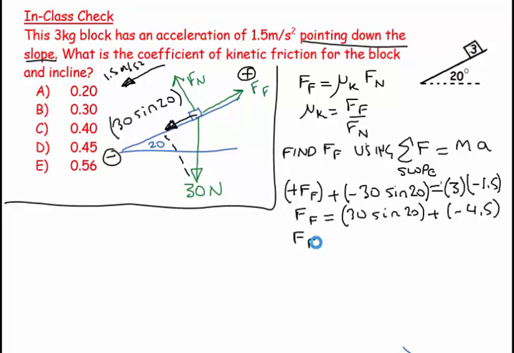So Ff is equal to, going to my calculator, 30 sine 20 equals 10.26, minus 4.5 is equal to 5.76. So this would be 5.76 newtons, and it's positive, pointing in the positive direction.